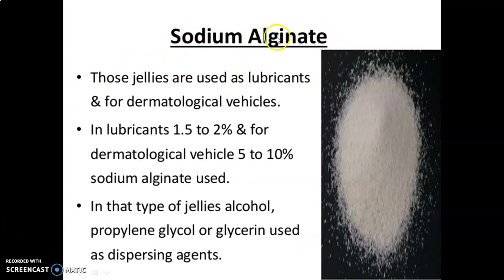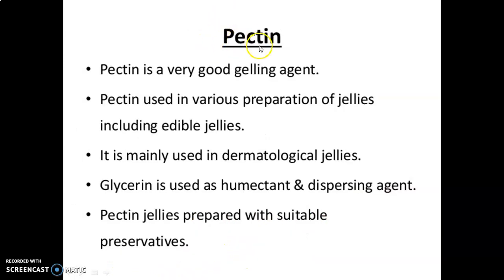The next gelling agent is sodium alginate. Those jellies are used as lubricants and for dermatological vehicles. In lubricants 1.5 to 2%, and for dermatological vehicles 5 to 10% sodium alginate is used. In this type of jelly, alcohol, propylene glycol or glycerin is used as a dispersing agent. Then the third gelling agent is pectin. Pectin is a very good gelling agent. It is used in various preparations of jellies including edible jellies, and mainly in dermatological jellies. Glycerin is used as a humectant and dispersing agent.